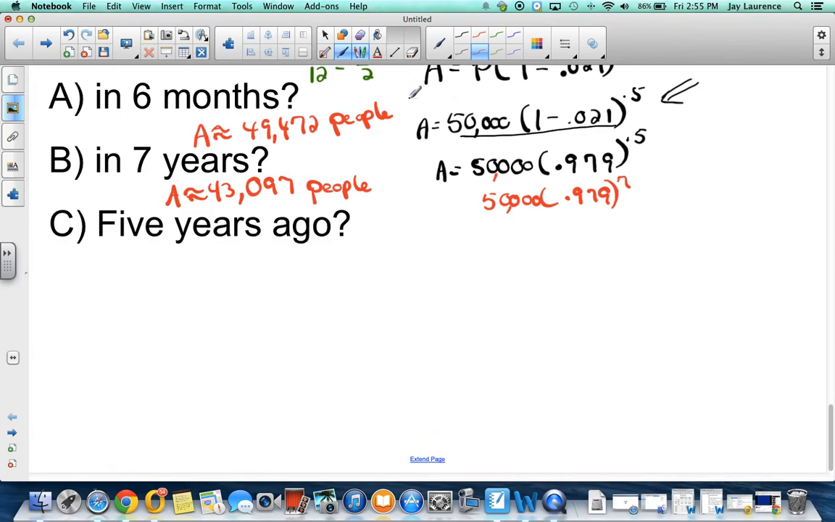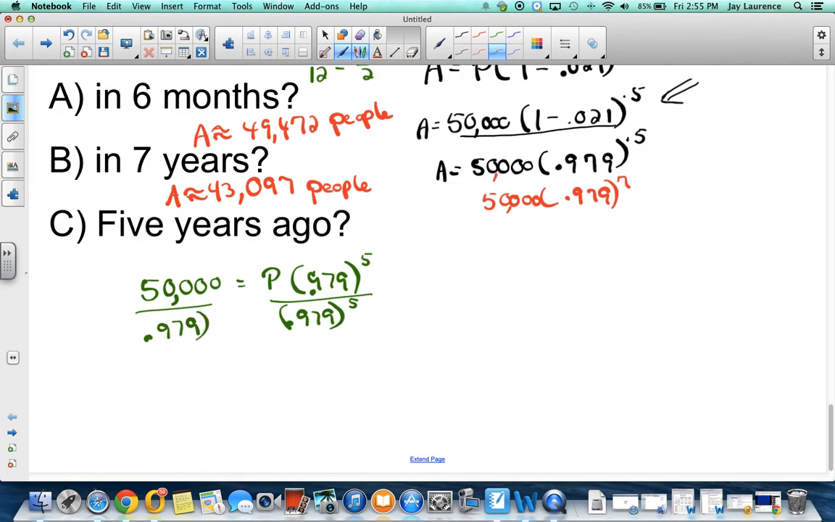All right, C is really cool because a student showed me how to do this. I used to do it another way. I used to pretend that P was A if I was going backwards in time. And I would do it like this. I would put the 50,000 in the A spot, and then I would use my math, 0.979, nothing else has changed, and solve for P. So I divide by 0.979 to the 5th, and divide by 0.979 to the 5th.